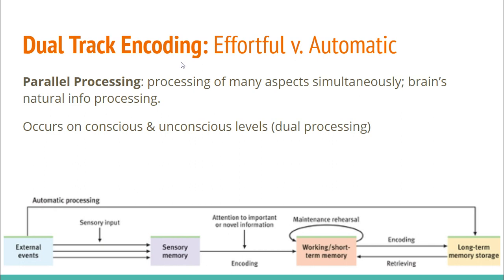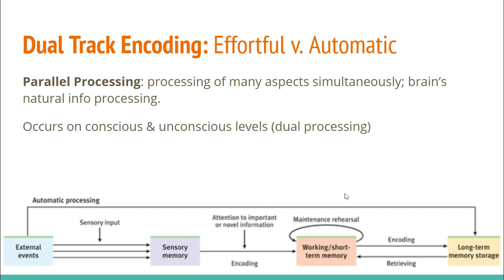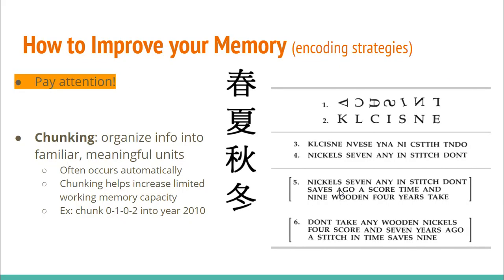We go back to the encoding process, right? You require attention to a novel or important information for us to put anything into our short-term or working memory. We're absorbing some information at all times into that iconic and echoic memory, but for the most part, we're not encoding it and creating memories with it if we're not paying attention. We have to actively pay attention and choose to focus on something in order for us to remember it. So a couple ways to help us encode these things, most of which include paying attention.